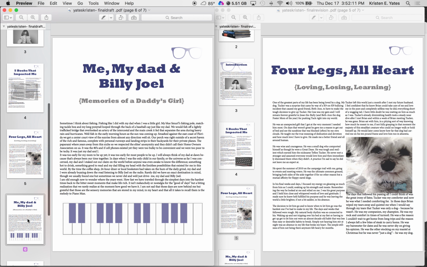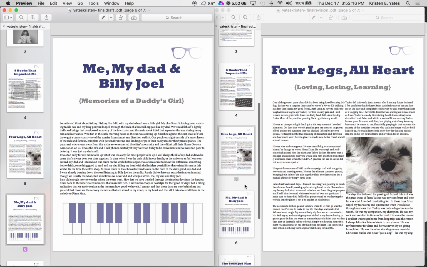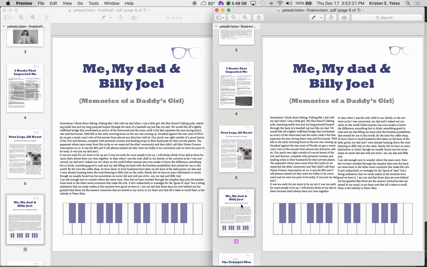Then down here on Me, My Dad, and Billy Joel, kind of a boring page. So I instituted the use of columns again, primarily. I instituted the use of the columns, and it makes the page a lot more interesting, and it adds some consistency to it since everything except the introduction page is in columns.